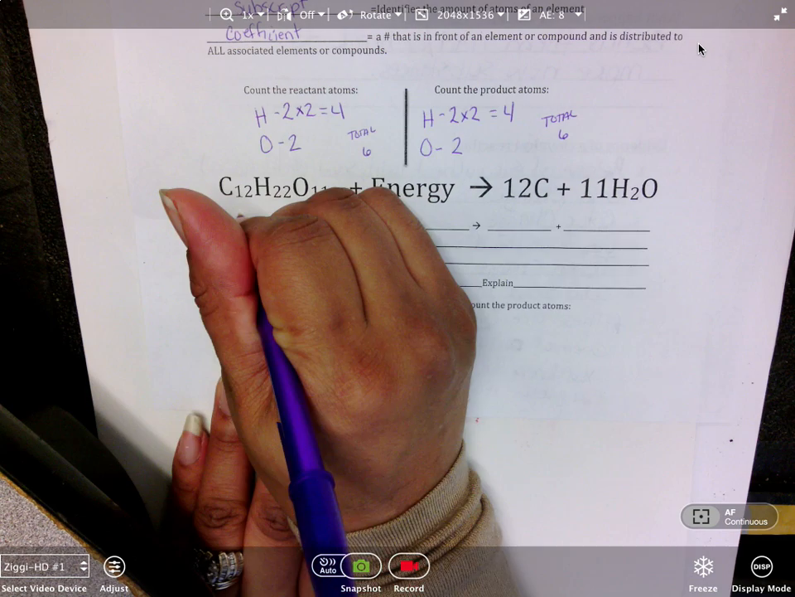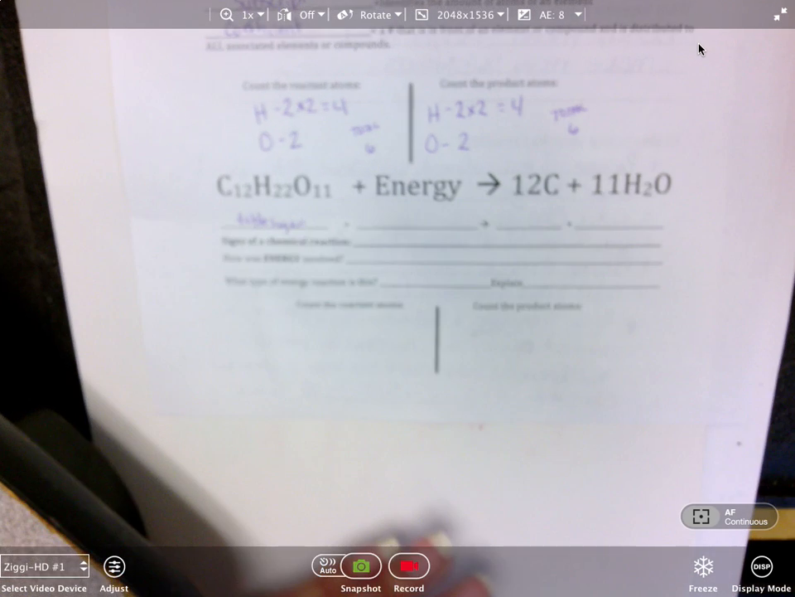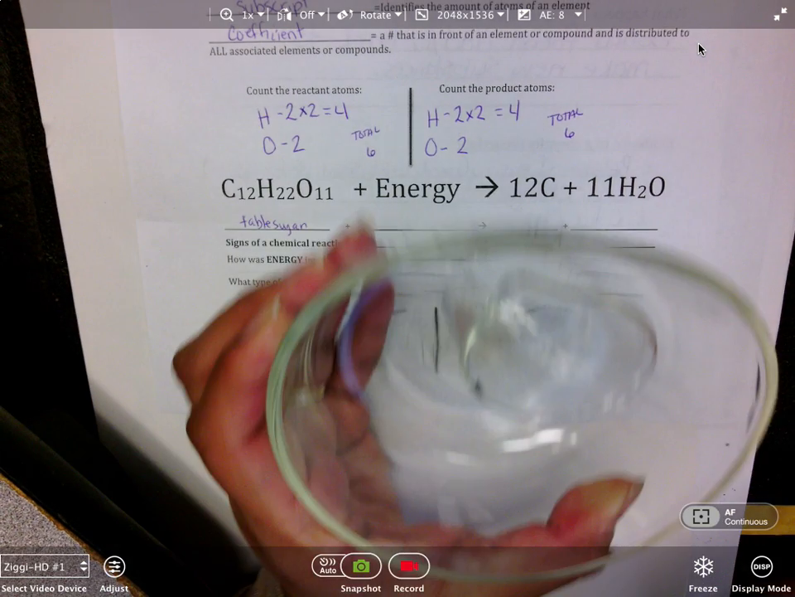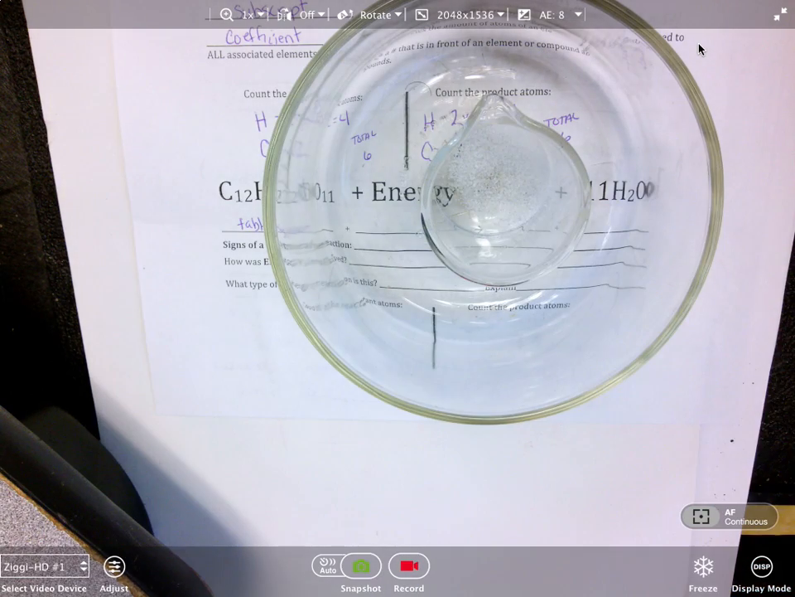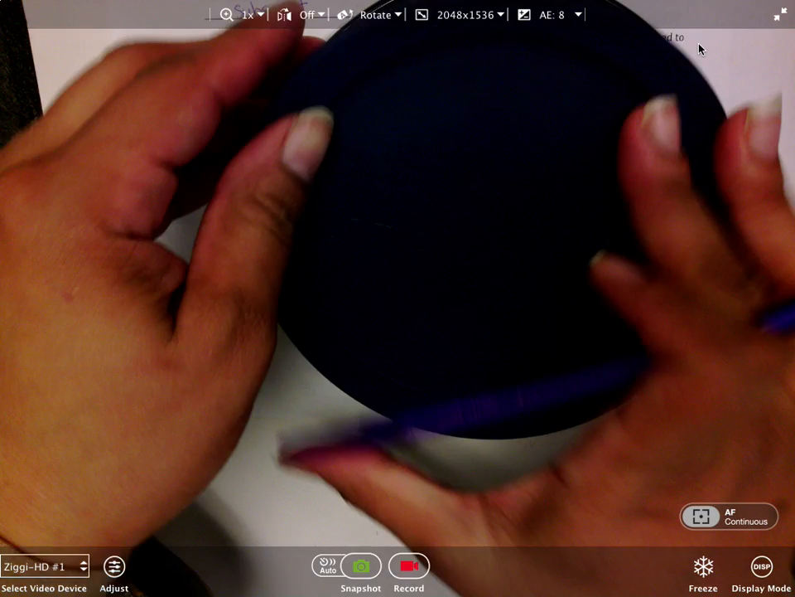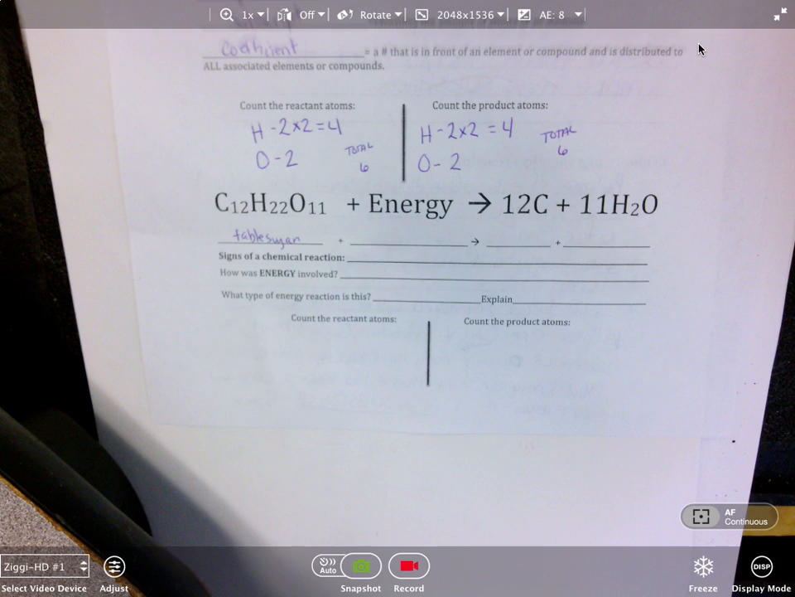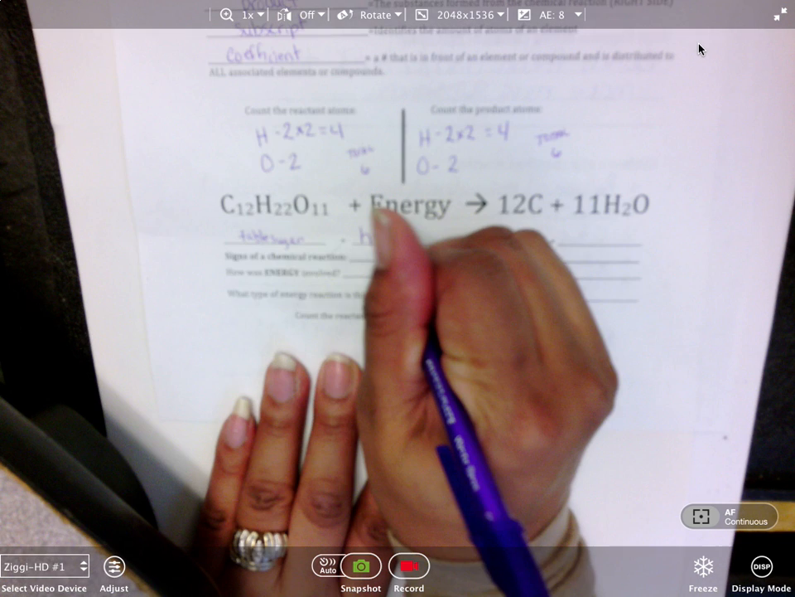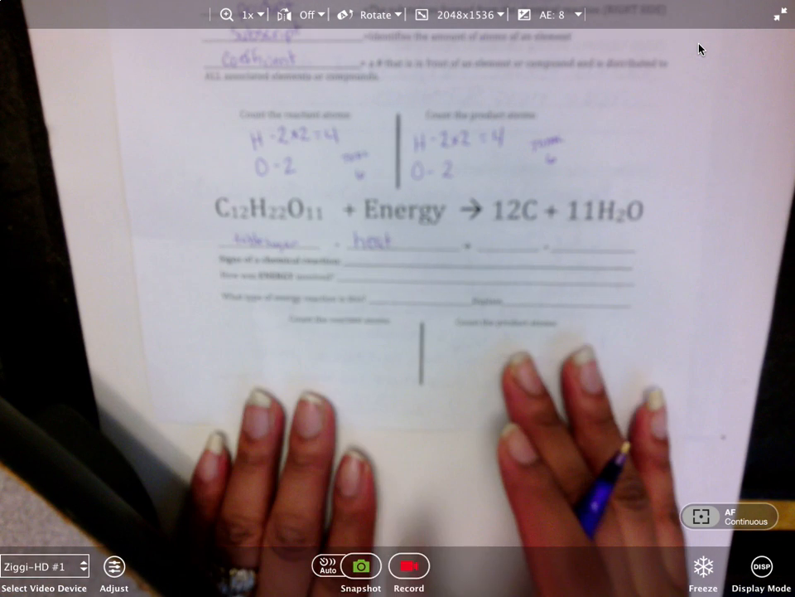C12H22O11 is table sugar. This is the sugar that you would use for your Kool-Aid. It's also the sugar that I have in this container here. What I'm going to do is we're going to add energy. So we have table sugar. We don't need to repeat, guys. Just listen. We're going to add energy, which is heat. And then we're going to see what comes out.